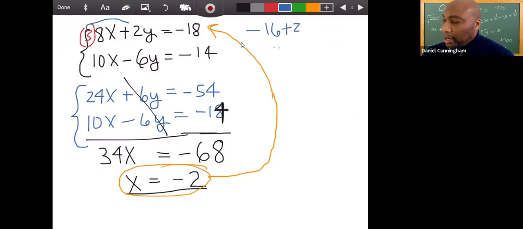Plus 2y is equal to a negative 18. That negative 18 will come in sooner or later. And so I'm going to add 16 on both sides. So I have 2y is equal to, in this case, negative 2. Divide both sides by 2. y is equal to negative 1.